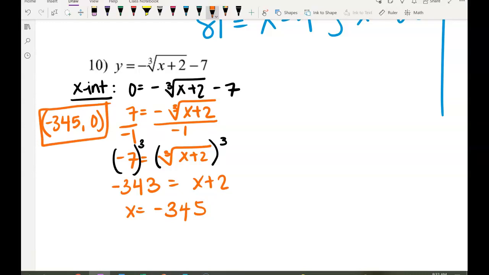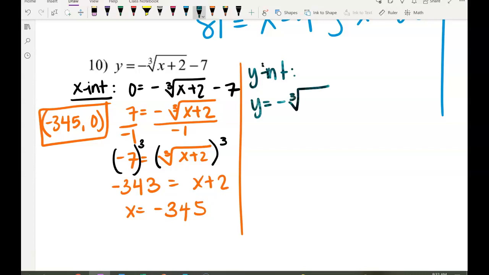All right. Y-intercept. Shaheen, what are you going to do, bud? So first we're gonna make the x 0. Okay. So x is 0. So y equals negative cube root. What's 0 plus 2? 2 minus 7. Okay, guys, I don't need you guys to punch it in and give me a decimal. You can just leave it in exact form. So 0, comma, negative cube root of 2 minus 7.